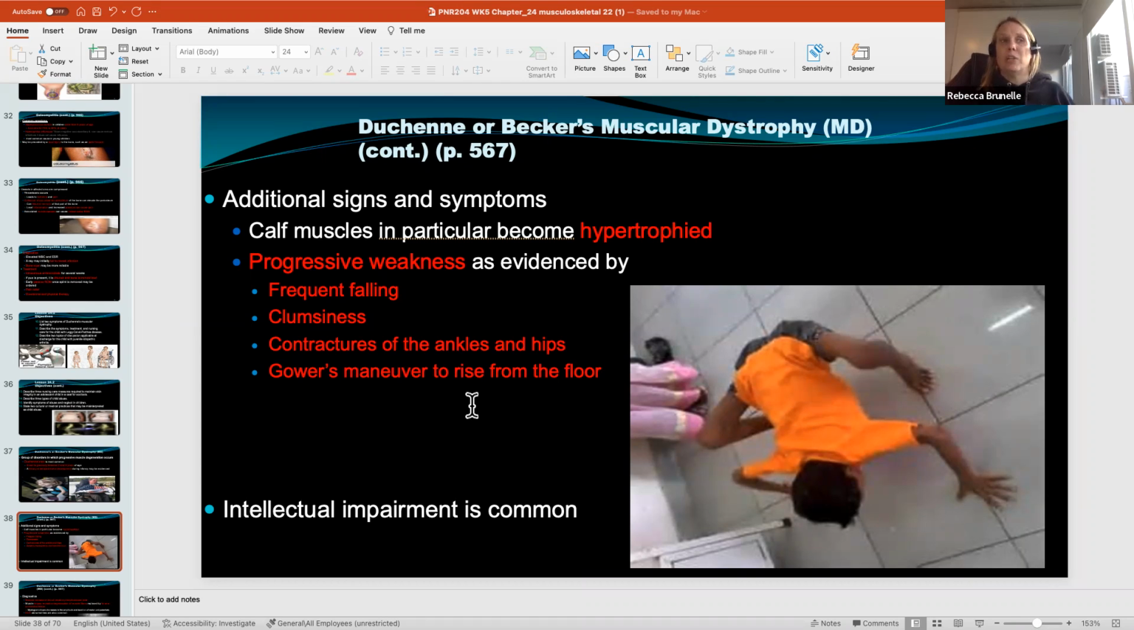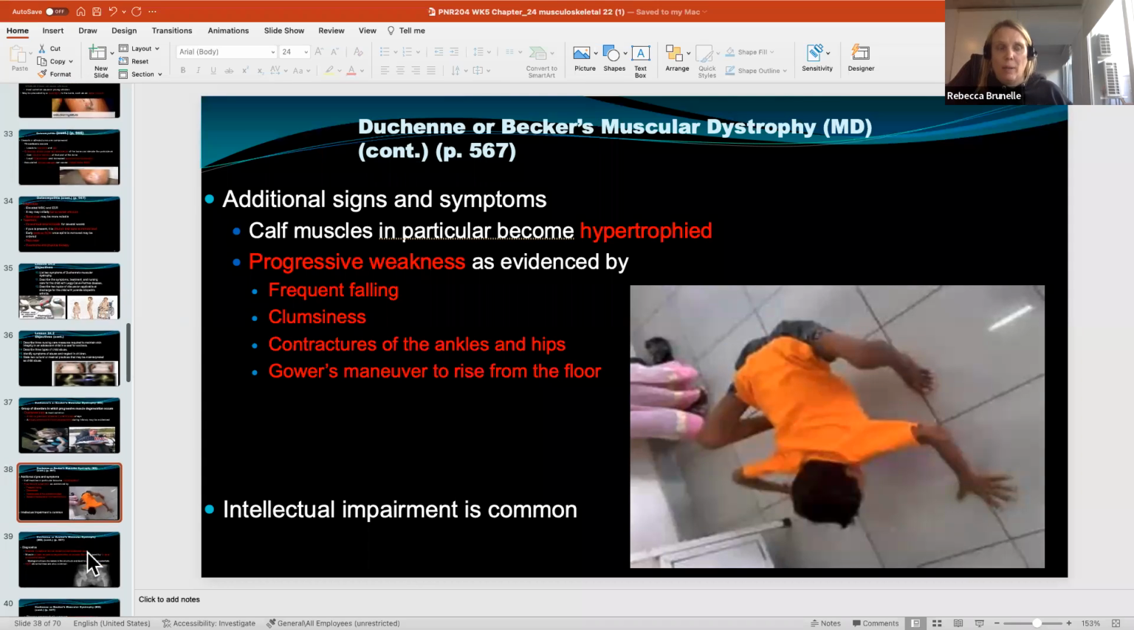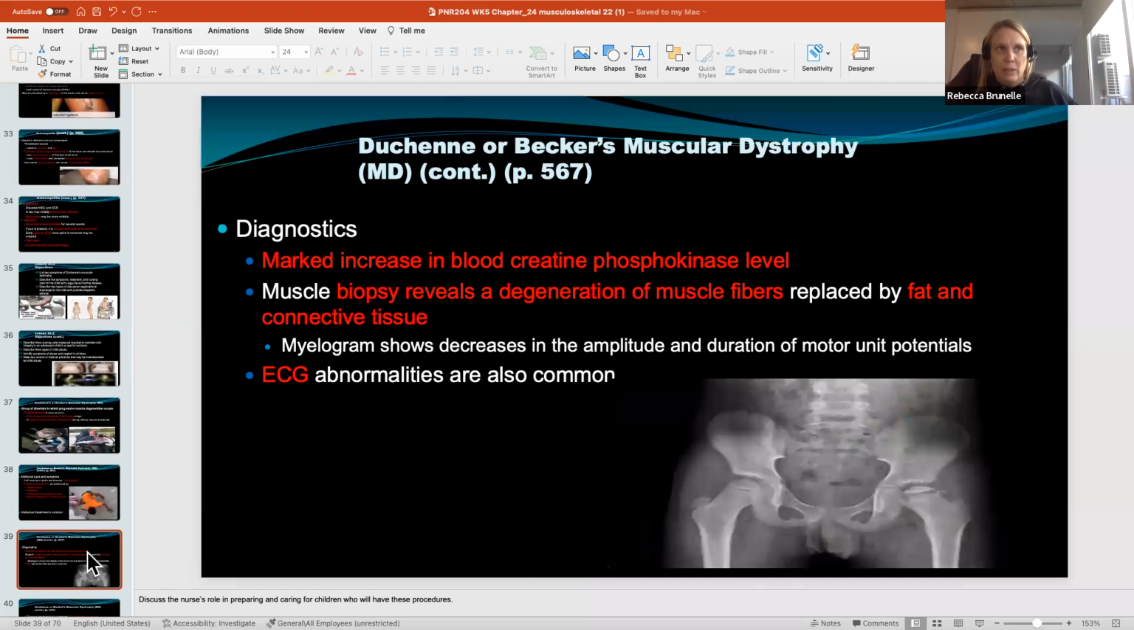This picture here is of Gower's maneuver. So the kid is unable to get up, and that's kind of what it looks like. He doesn't have the muscle strength to stand up once he's gotten down on the floor. And they can also have some intellectual impairment, although that's not common. It's not 100% of the time. So it also has a pretty marked evaluation. They can have an increase in the creatinine phosphokinase level. They almost always do a muscle biopsy, an EMG and an ECG, and genetic testing.